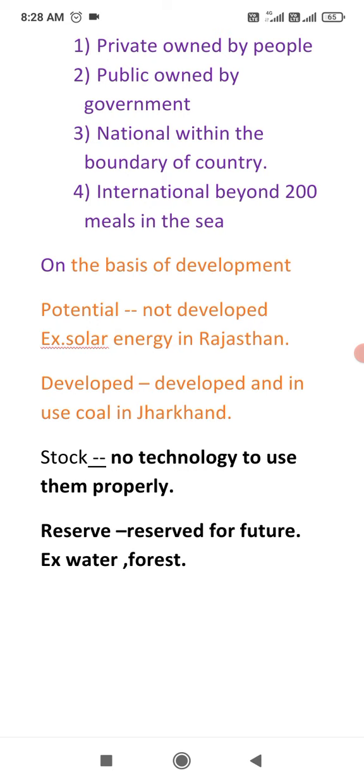And after that, stock is the third part of resources on the basis of development. Stock are the resources for which we do not have the technology to use them properly. For example, you read in the lesson there is H2O, but we don't have the technology to separate them. And after that, reserve are the resources which are reserved for future needs. For example, water and forest.